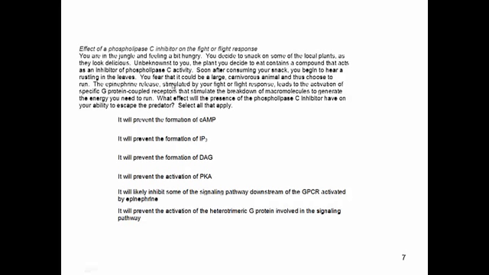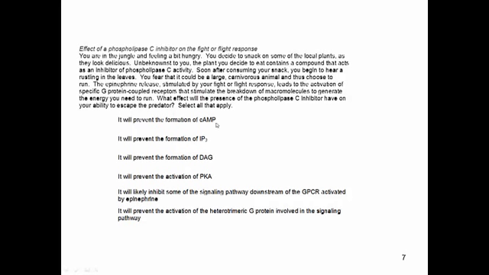The epinephrine release stimulated by your fight or flight response leads to the activation of a specific G protein coupled receptor, our GPCR, which stimulates the breakdown of macromolecules to generate the energy you need to run. And that energy again is in the form of muscle contraction. What effect will the presence of a phospholipase C inhibitor have on your ability to escape the predator? Select all that apply. So, will it prevent the formation of cyclic AMP?